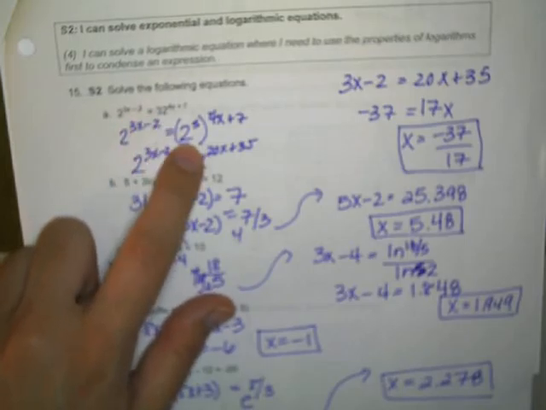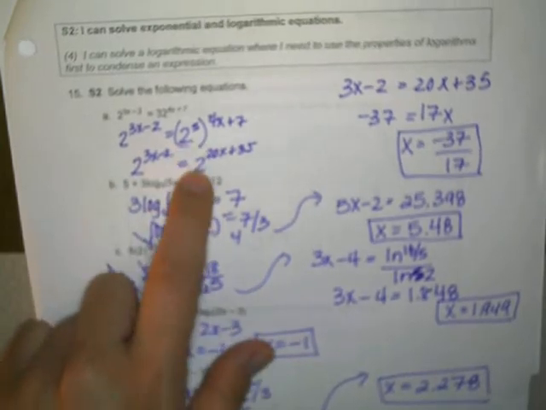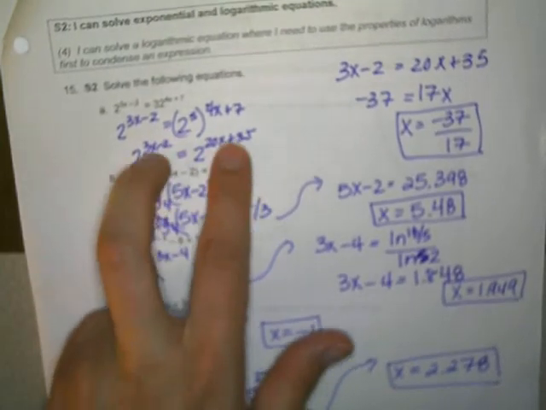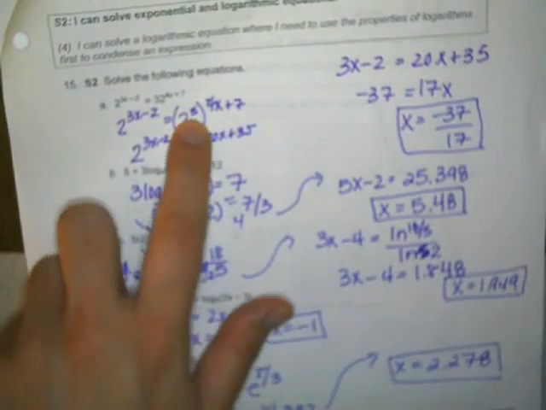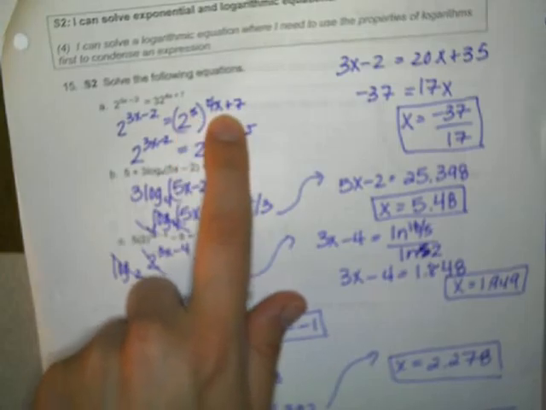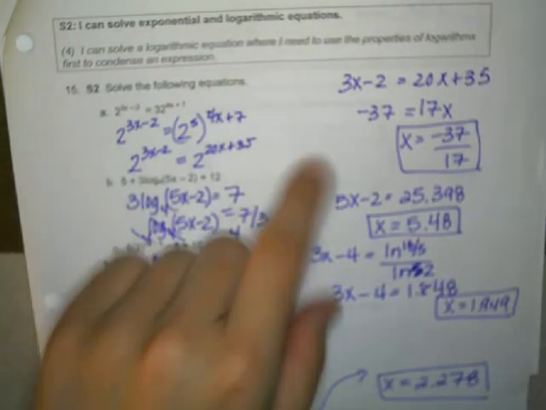We just can change the way that it looks because we're going to use a one-to-one property, which basically says if you can get the bases the same, you can set your exponents equal to each other. Now when we make this 2 to the 5th, you're multiplying 5 and the 4x plus 7 together, so you distribute through. That's where I got the 20x plus 35. And after that, it's just solving for x.